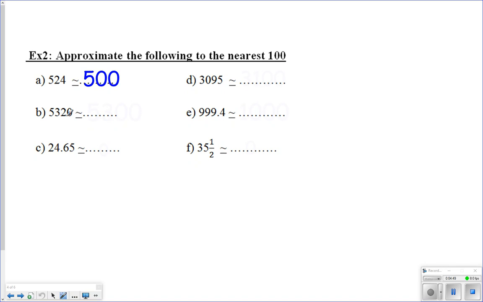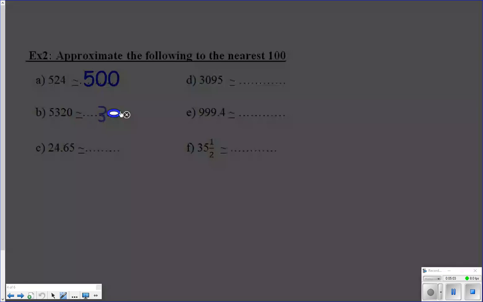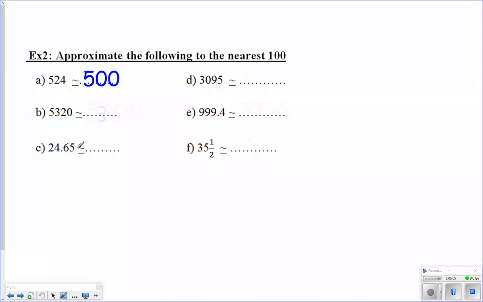The 3 will still be 3 as it is, no change. And while approximating to the nearest hundreds, we don't keep units or tens. Units and tens will be zeros. So our answer will be 5,300.